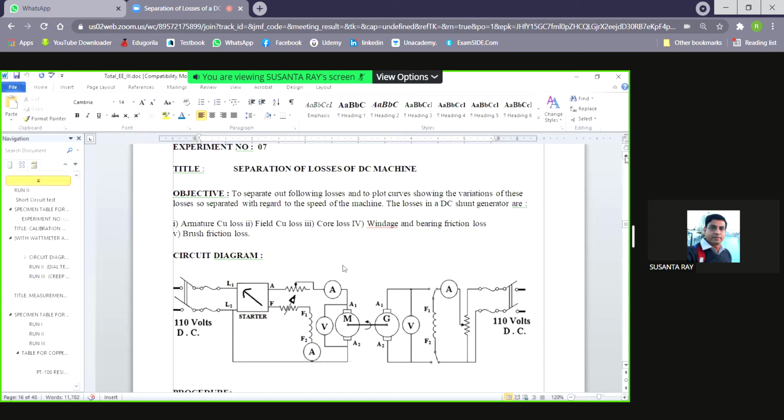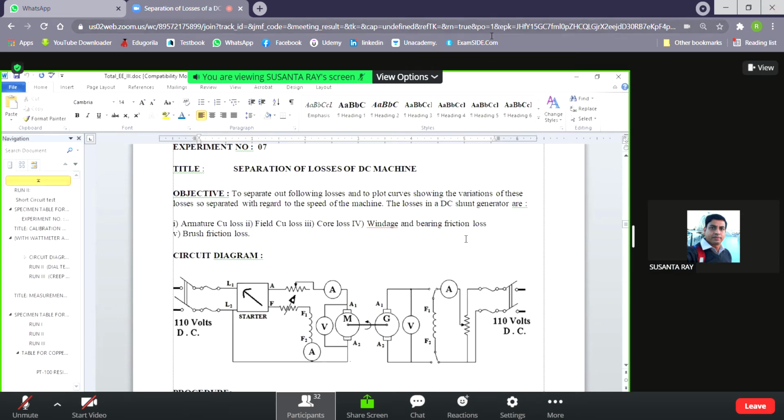So we will separate one by one, and how to separate all these losses by doing some experiments, that we will learn today. Okay, so before that we should have some background of these losses, how these losses occur, and what are the things on which these losses are dependent. Okay, so that we should understand clearly. Now if we take the armature copper loss, on which does it depend?